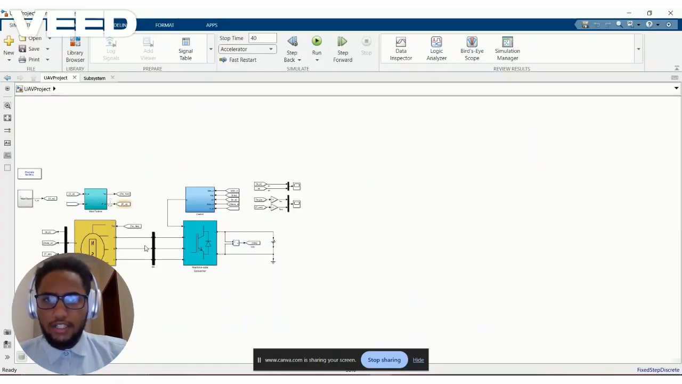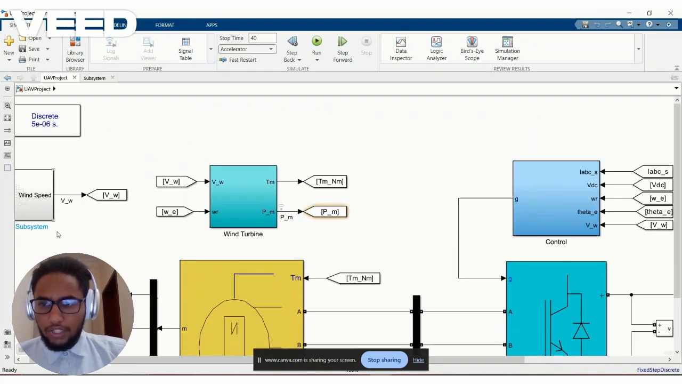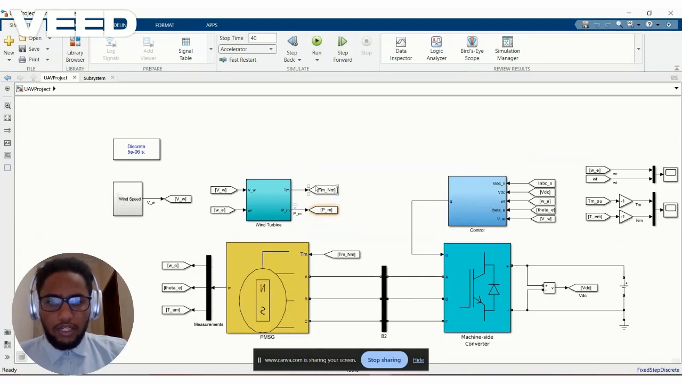Here, ladies and gentlemen, we have the MATLAB. As you can see here, we have the wind speed. It is a variable wind speed, and here we have the wind turbine, and the wind turbine gives its torque and the power extraction to the PMSG, the permanent magnet synchronous generator, and it gives it to the machine side converter, which is the rectifier. And we have here the control approach, our approach to enhance the power extraction for the system.